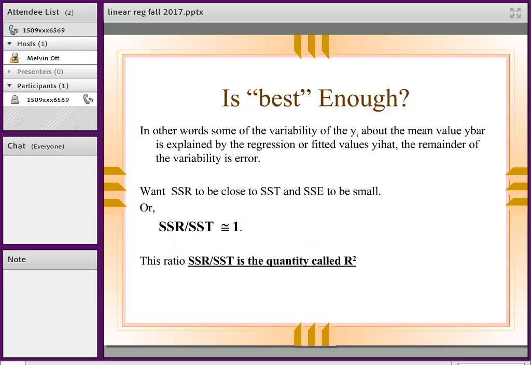All right, how do we go about measuring that? Well, here it is kind of explained again. My sum of squares regression divided by sum of squares total should be close to 1, and that's that quantity you've probably heard of called R squared.